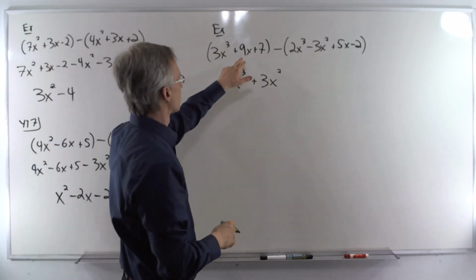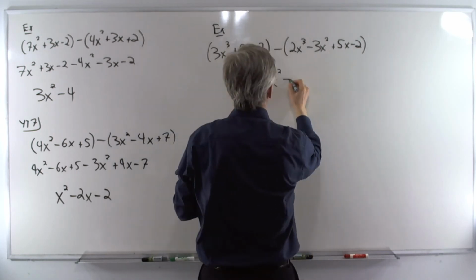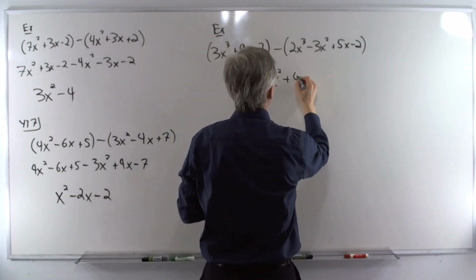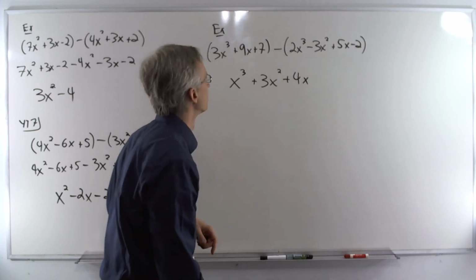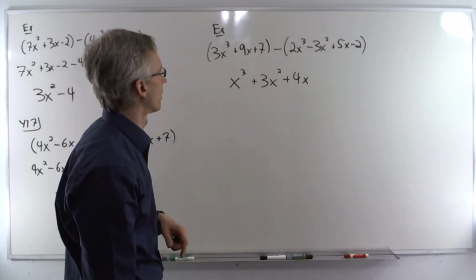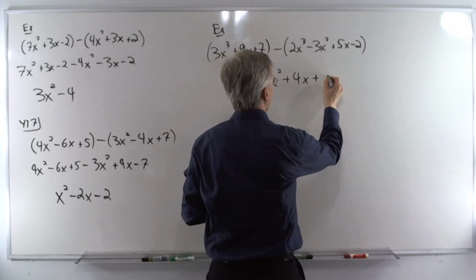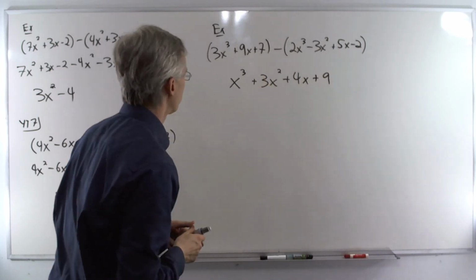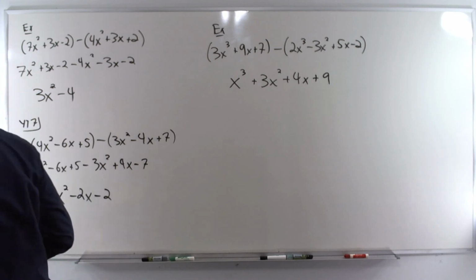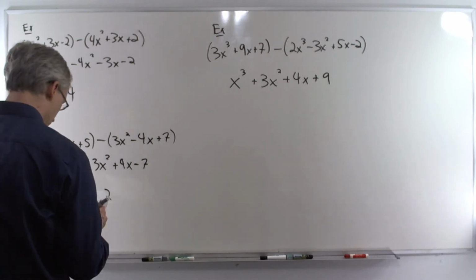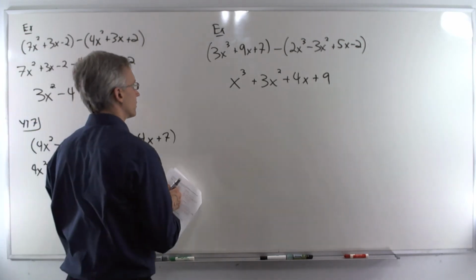Next up, we got the x terms, 9 minus 5. So that's plus 4x. And then we have the constants, 7 minus negative 2, that's like 7 plus 2 or 9. So x to the third plus 3x squared plus 4x plus 9. Your turn, number 8.